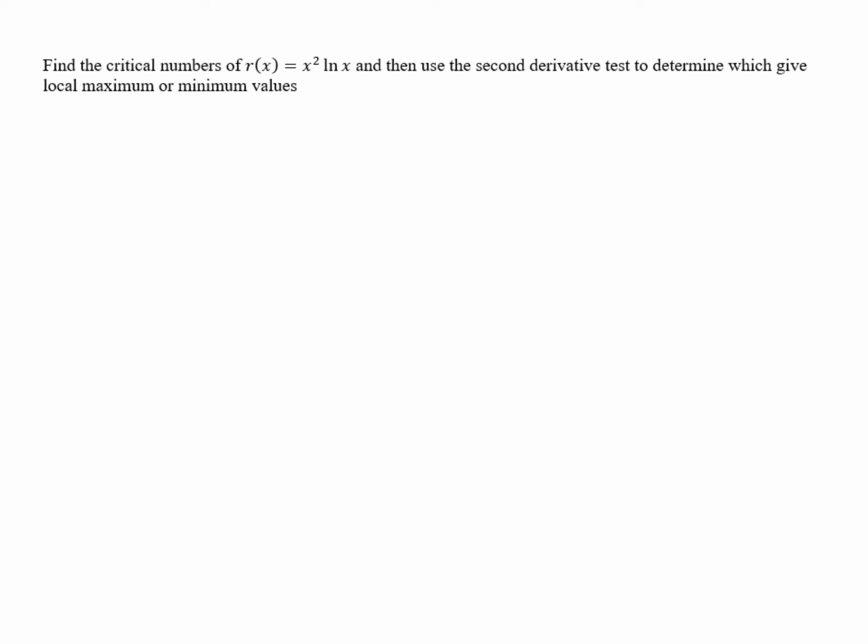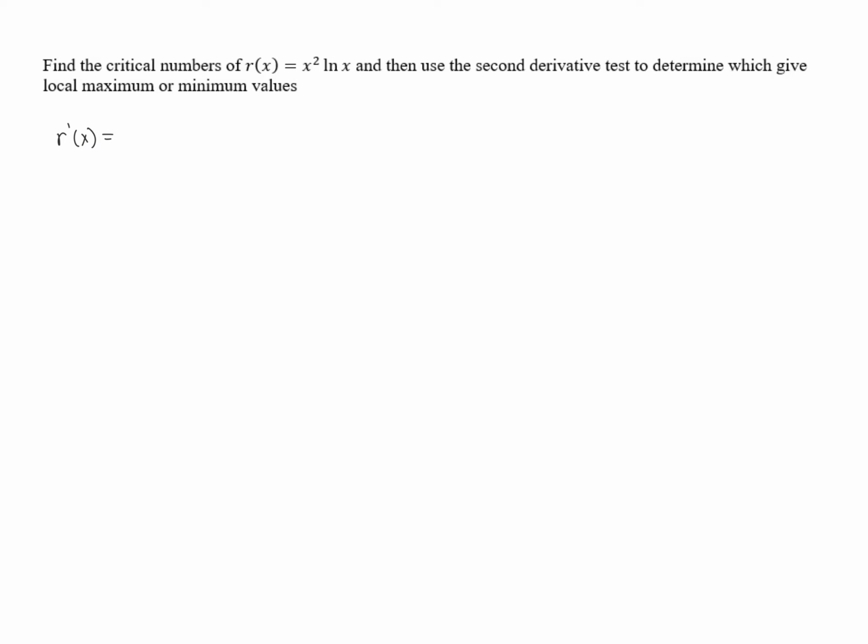Find the critical numbers of r of x equals x squared times the natural log of x, and then use the second derivative test to determine which give local maximum or minimum values. So we're going to have to differentiate this to find the critical numbers, and we're going to have to use the product rule because this is a product of two types of functions.